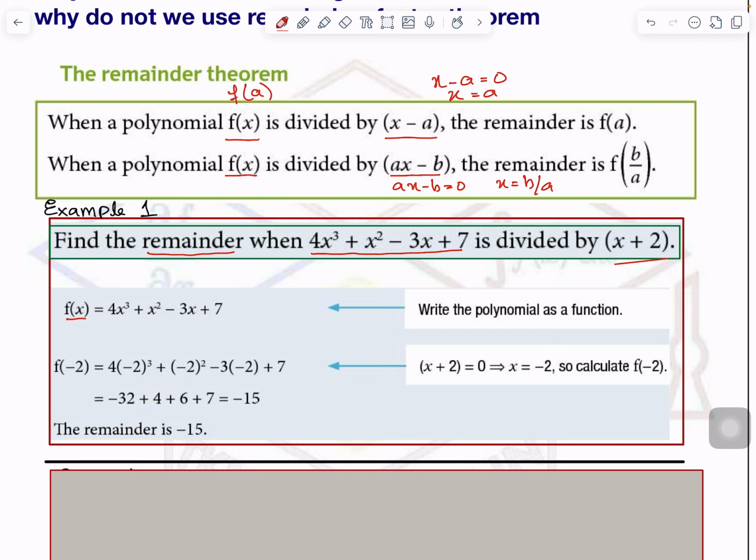One method is long division, but in this case there is no need, because you can put x plus 2 equal to 0 and get the value of x. This value of x you substitute in place of x everywhere in the polynomial function. You can see here, and you get the answer minus 15. This is your remainder. In other words, if you go for long division and divide this function by x plus 2, at the end you will get minus 15. Right? But here we don't need long division. Straight away the remainder theorem makes our life very simple and we can find the remainder.